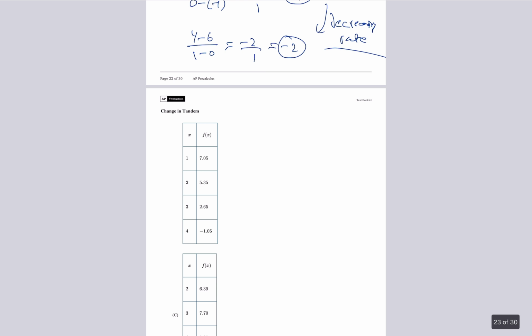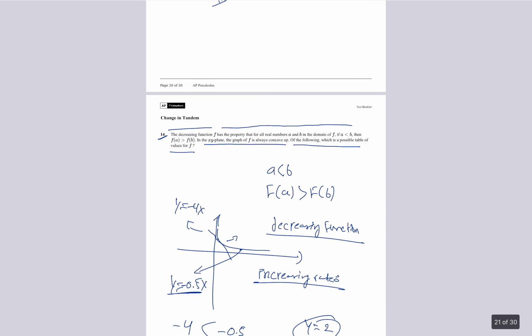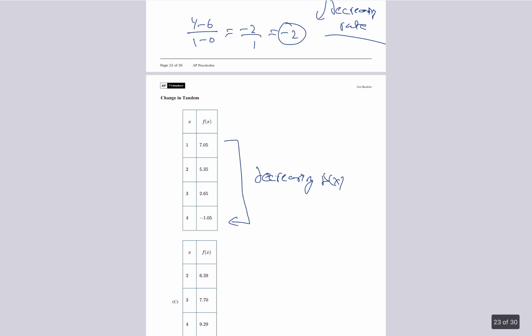Moving on to option B, this function is in fact decreasing, which matches the first criteria. Remember, we're searching for a function that is decreasing and also has an increasing rate since it's concave up. So let's do the math really quick. 5.35 minus 7.05 divided by 2 minus 1. I'm not good with decimals. Okay, so this is negative 1.7.